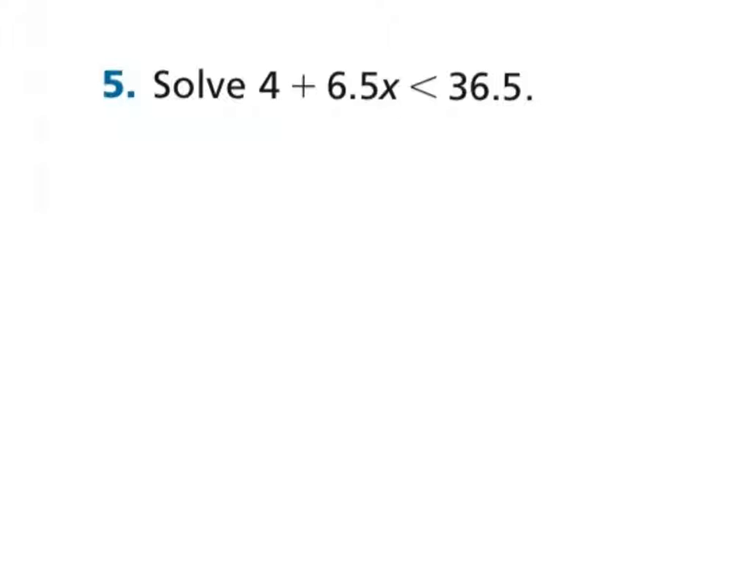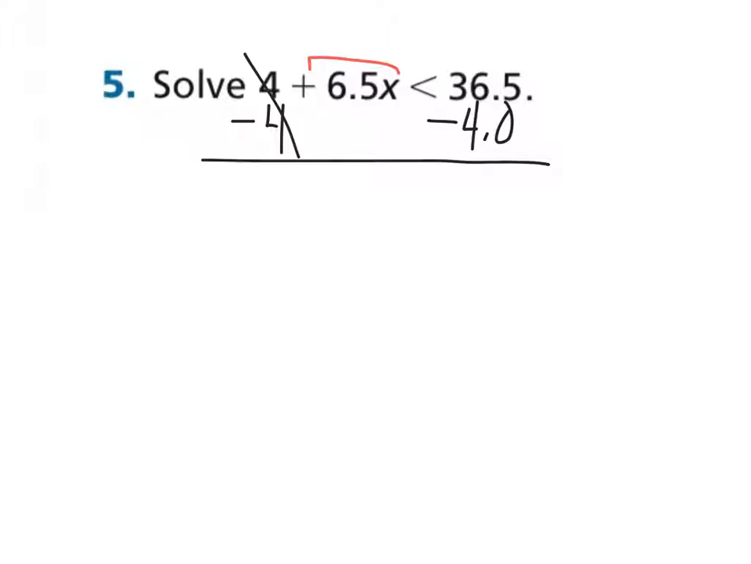Number 5. Another 2-step inequality. We're trying to get the variable part by itself, so the 6.5x. We've got a 4 out in front here on the left side we need to get rid of. Remember, if you were doing this by hand, they're adding 4, we subtract 4. Make sure you keep your decimal points lined up. Treat that as 4, not 4/10. And so you subtract that, that would be 32 and 5/10.